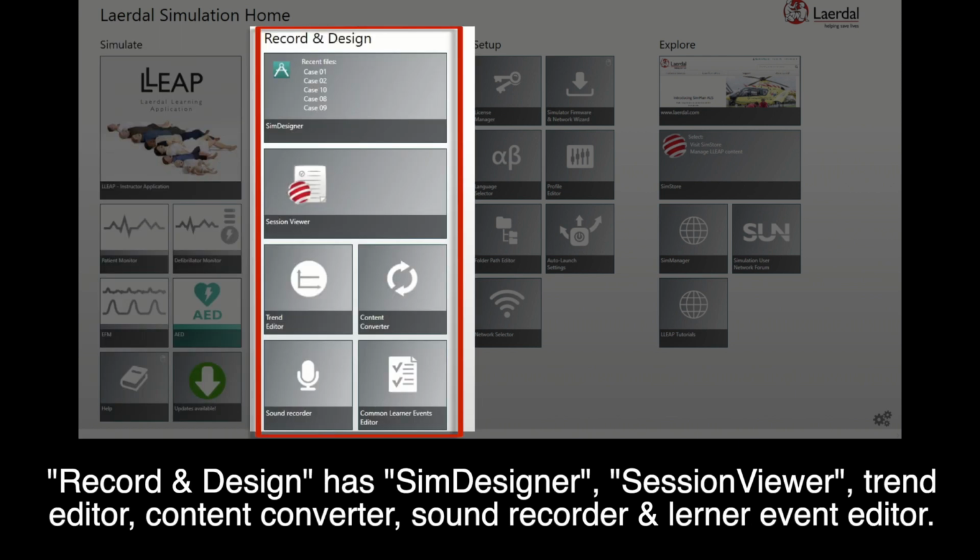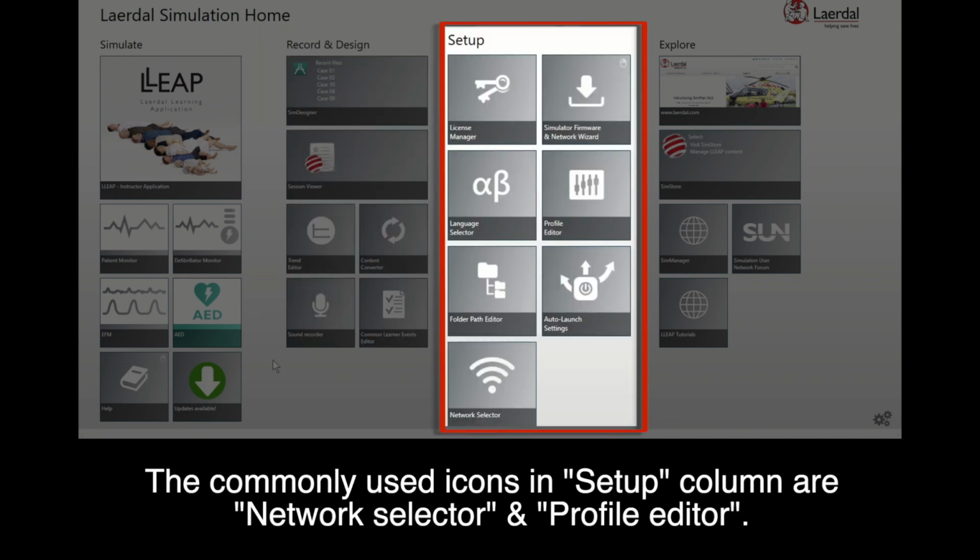Next to the Simulate column is the Design and Records column, where the user can find icons of Sim Designer, Session Viewer, Trend Editor, Content Converter for the conversion of scenario programs from previous versions, Sound Recorder, and Common Learner Event Editor. To the right of the Design and Records column stands the Setup.